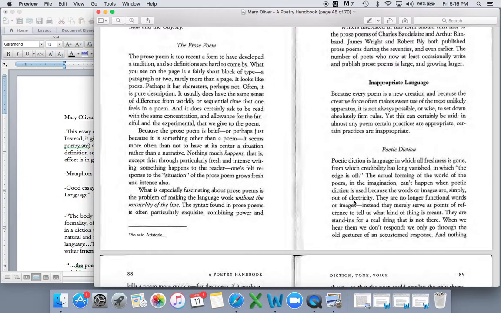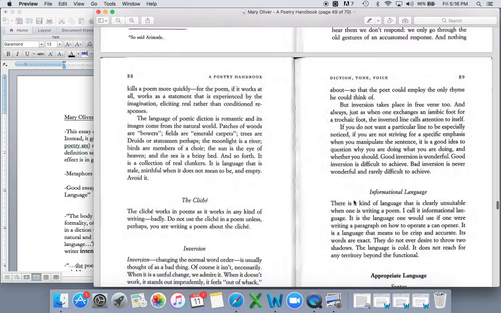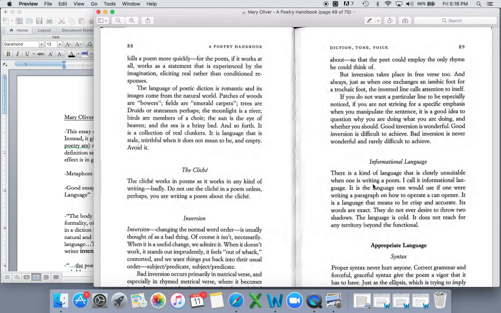One more page, I think. We have two more pages, 89, talking about informational language. She says, informational language, or informational words, do not ever desire to throw two shadows. And we know that there's some room for interpretation in poetry. There's some room to understand multiple meanings of words and how they both make us think logically, but then also make us feel a particular way.